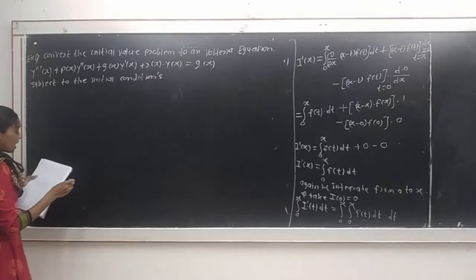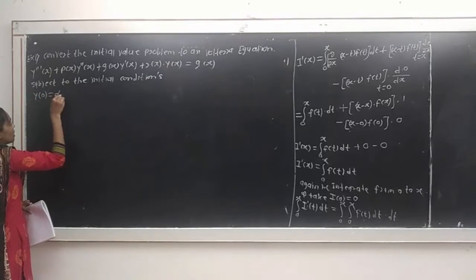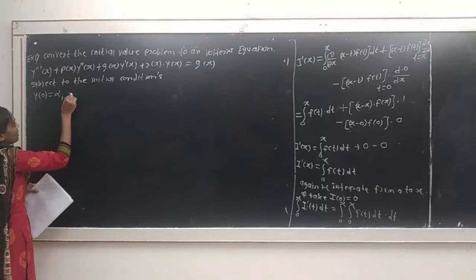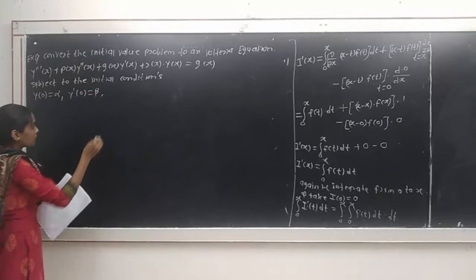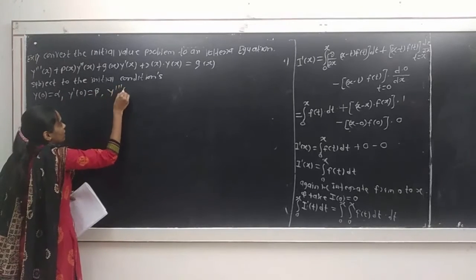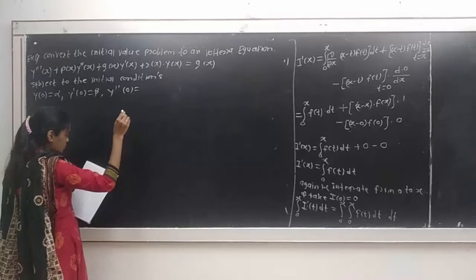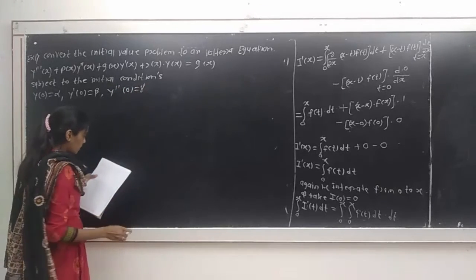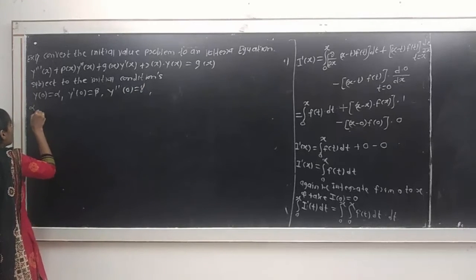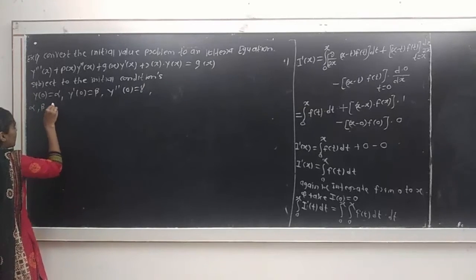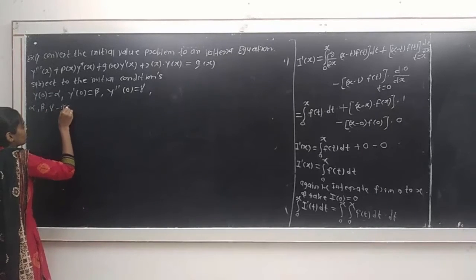Initial conditions are y of 0 is equal to alpha, then y dash of 0 is equal to beta, then y double dash of 0 is equal to gamma. Here it is given that alpha, beta, gamma are constants.